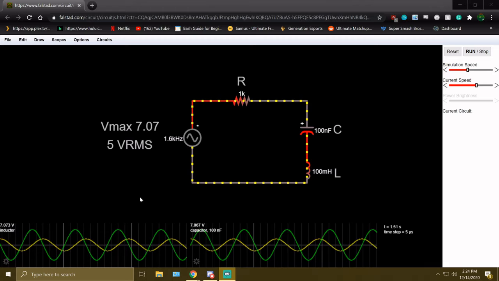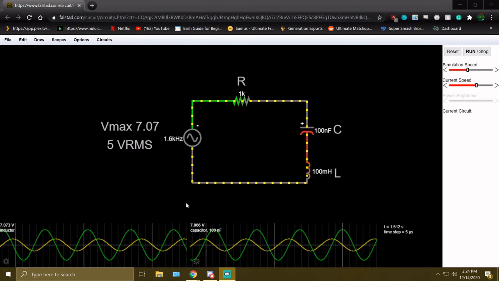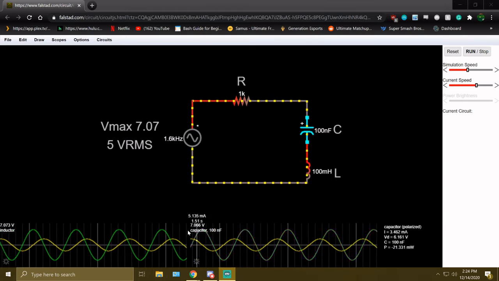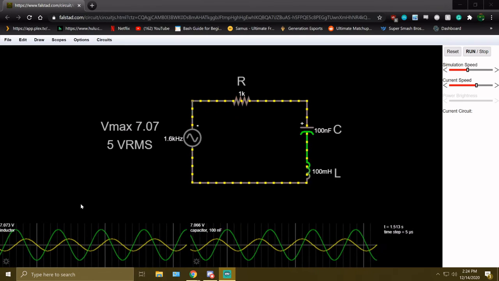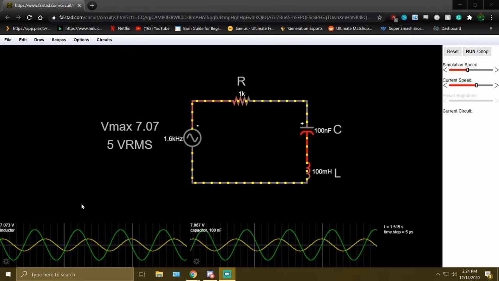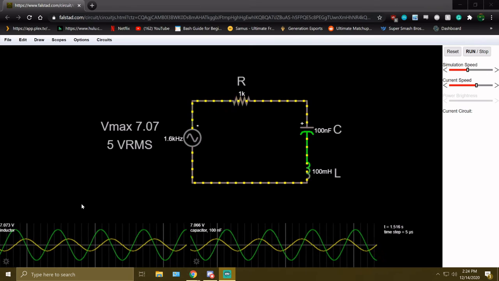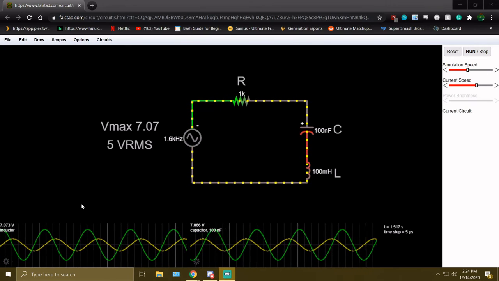And then if you look at the capacitor and inductor, you'd see that they're completely out of phase. They're always going to be 180 degrees out of phase. The inductor will always be 90 degrees. The capacitor will always be at negative 90 degrees. They're polar opposites of each other.